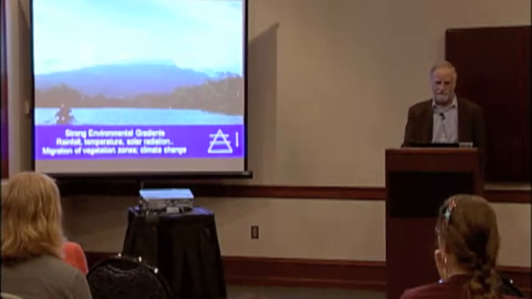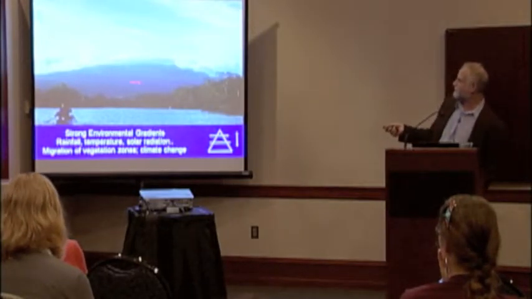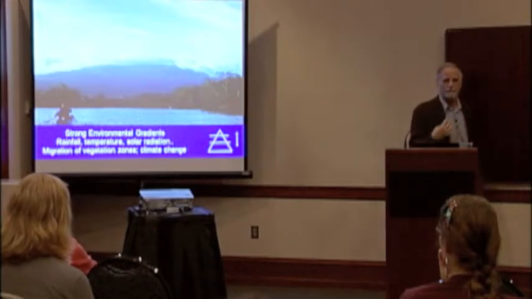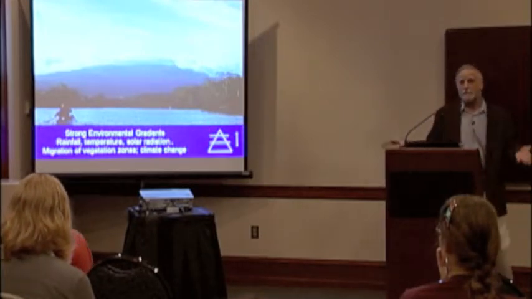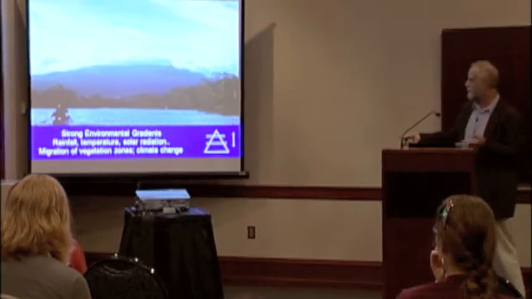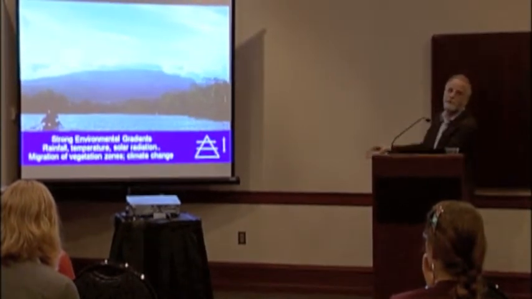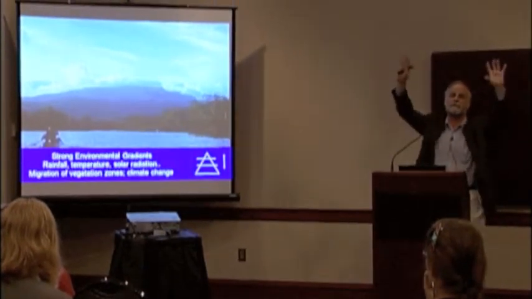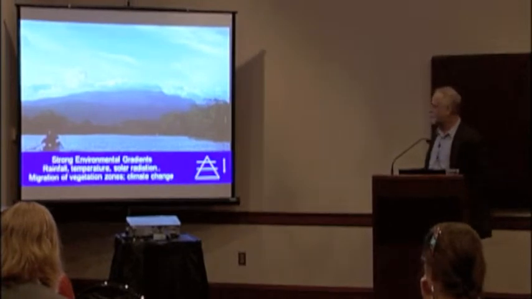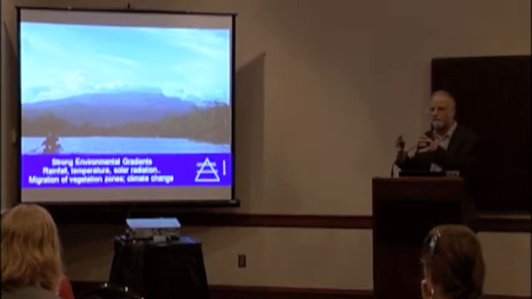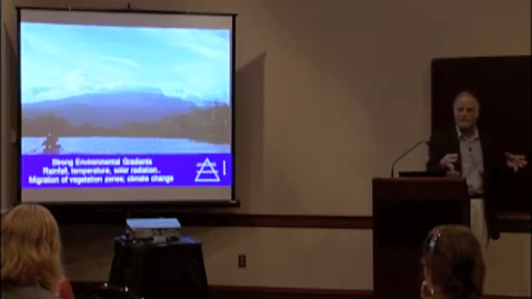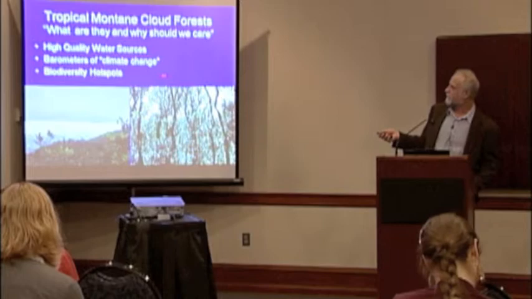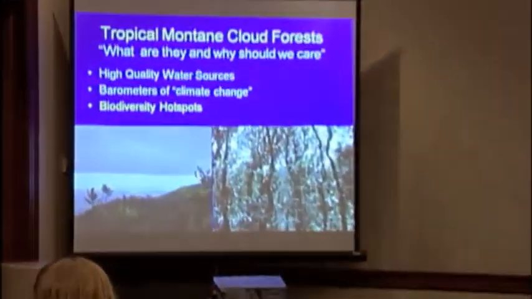But the thought is that because they occur on the tops of mountains, and there are strong environmental gradients in rainfall, temperature and solar radiation, as you warm up or cool the climate, you're going to migrate these bands up and down. In some cases, you could migrate them so far that you push the cloud forest out. Because they're at this interface between the landscape and the atmosphere, they should be good indicators of climate change. High quality water resources, barometers of climate change, they also turn out to be really biodiversity hotspots.